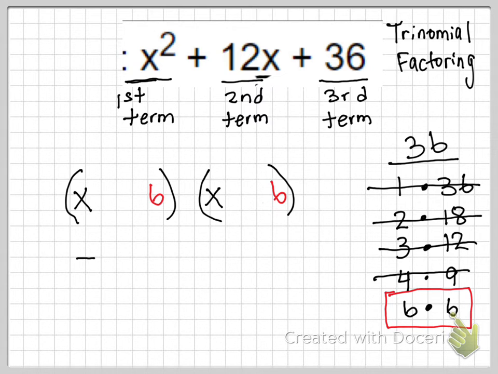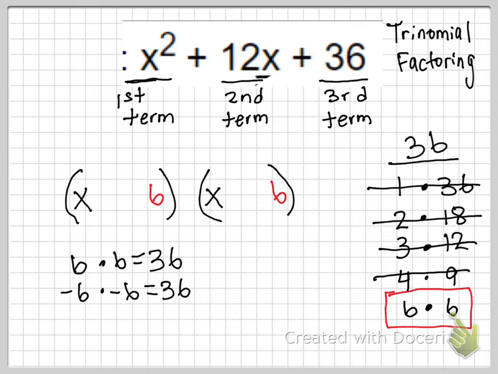How many ways can I get a positive 36? There's only 2 ways I can get positive 36. That's positive 6 times 6. Okay, positive 6 times 6. Well, that gives me 36. And negative 6 times negative 6 will also give me 36. Okay. I also have to be able to add or subtract to that second term, right?